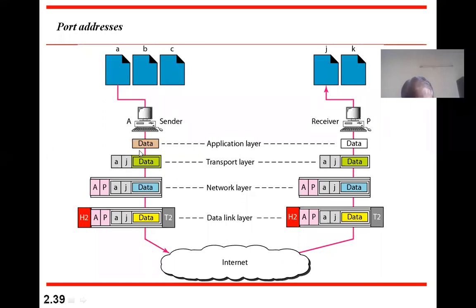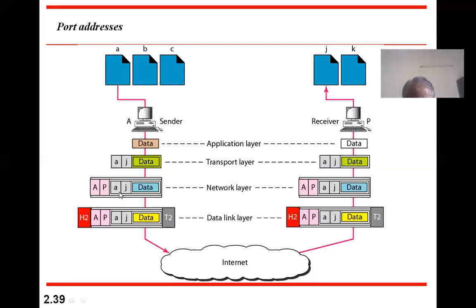When it comes to the application layer and then the transport layer, the transport layer deals with processes, right? Process to process communication. Now, process A is trying to communicate with process J. Process A is located at node A, whereas process J is located at node P. So that's why A is communicating to J. A is the source port, J is the destination port.